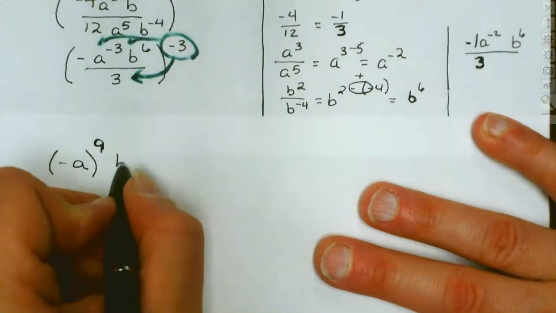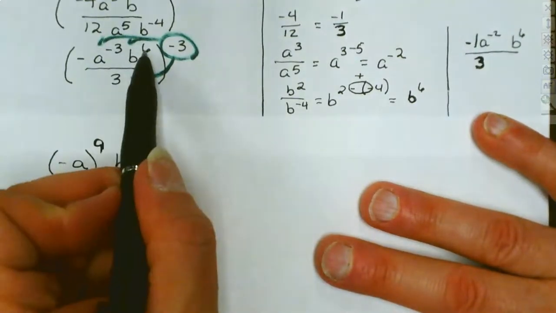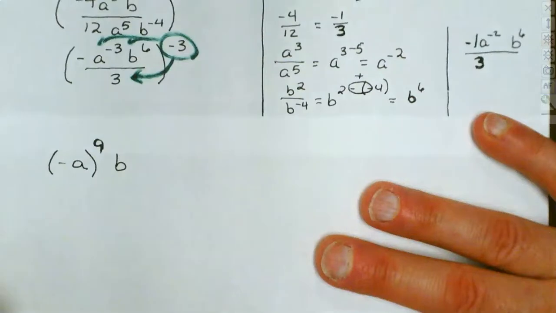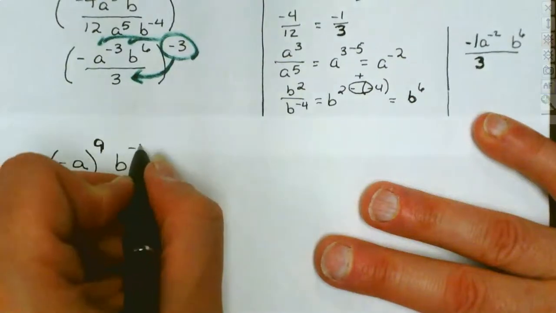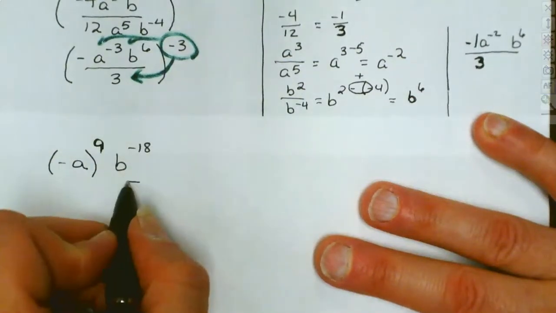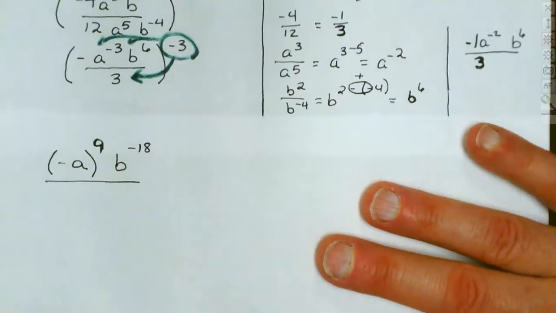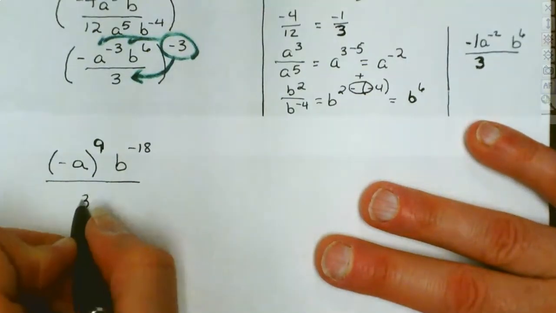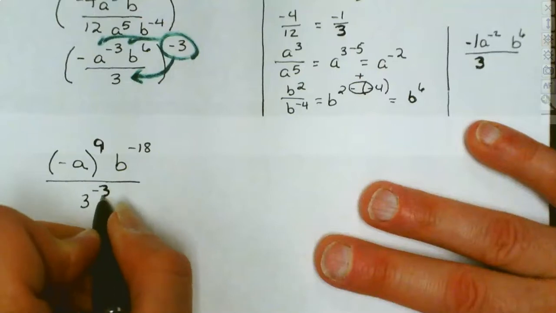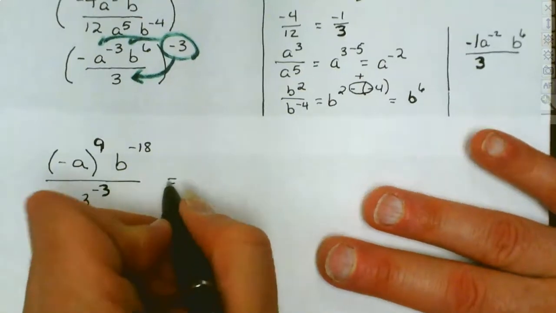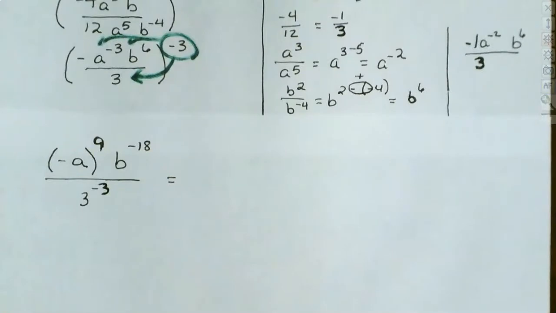Then we have a b, and we've got 6 times a negative 3. 6 times a negative 3 is a negative 18. And then we've got 3 to the negative third power below. And again, you can do these in many, many different ways. But one piece has to have a negative component with it. Doesn't matter which one. It needs that negative component.